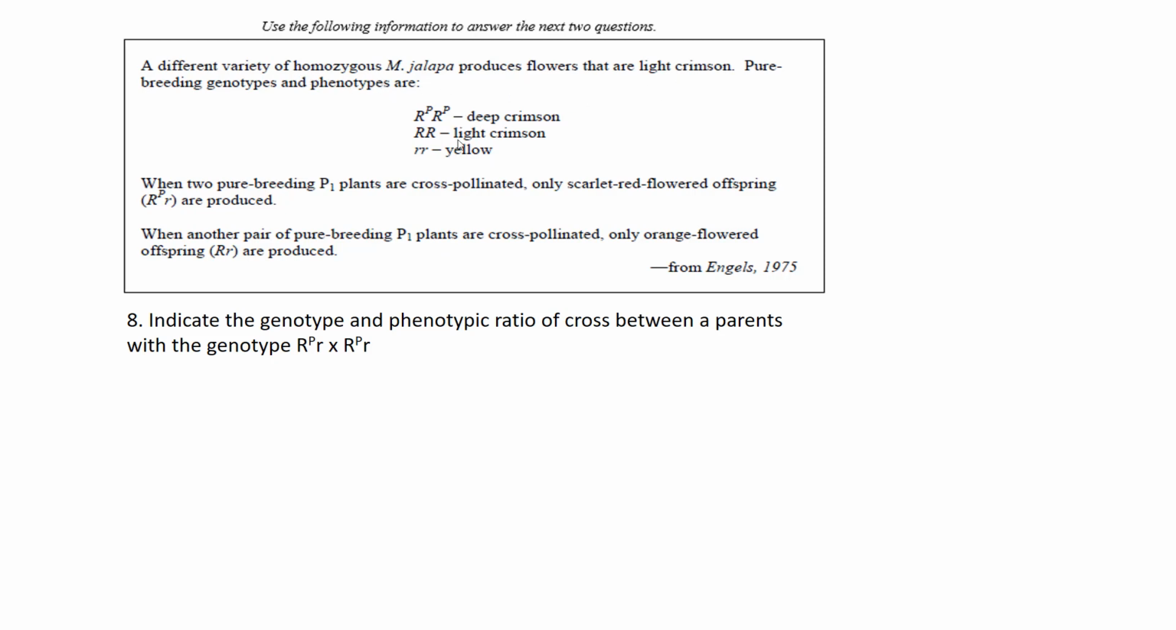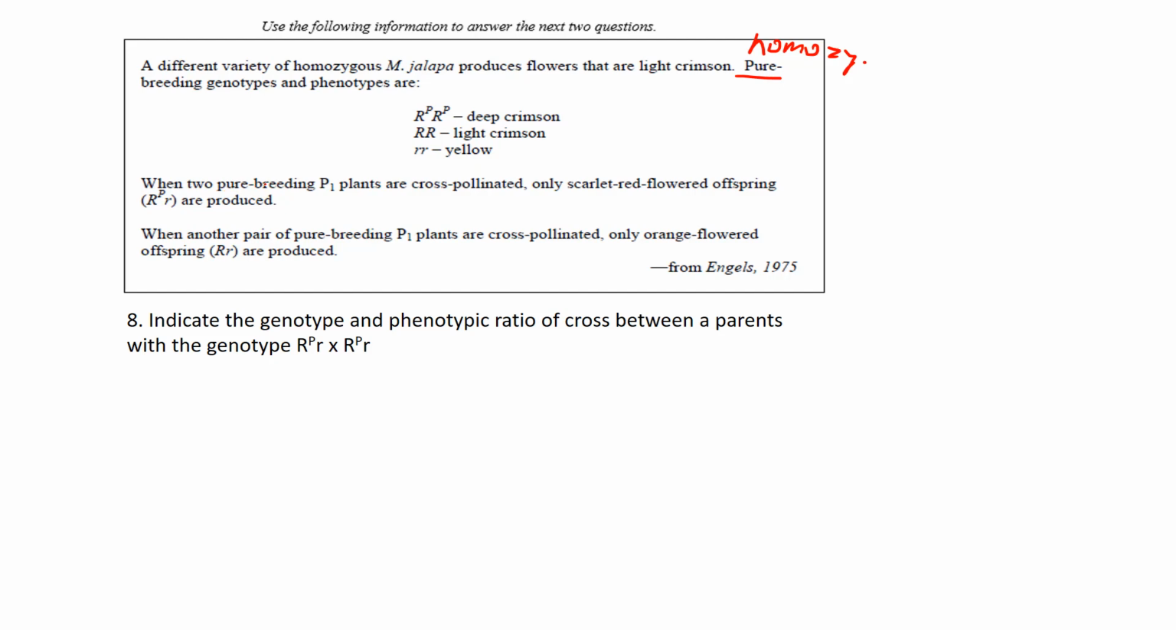So they give you a bit of a legend here to help out. Pure breeding genotypes and phenotypes are as follows. So these are the pure. Again, pure means another word for homozygous, right? The same. If I have a capital R with a superscript P, capital R superscript P, that's going to give me a deep, so a very darker crimson color. If I have capital R, that's going to give me a light crimson, a little bit lighter color. And if I have little r, it's going to give me yellow, a yellow flower.